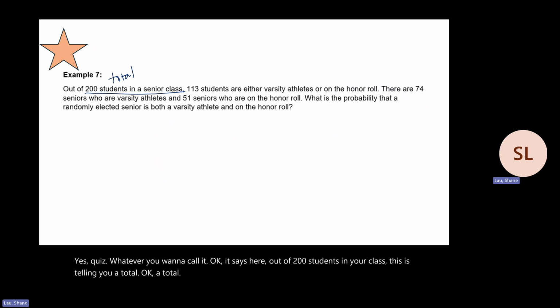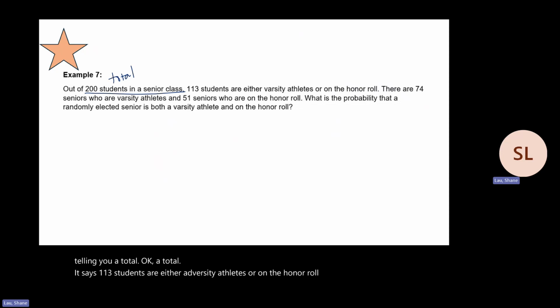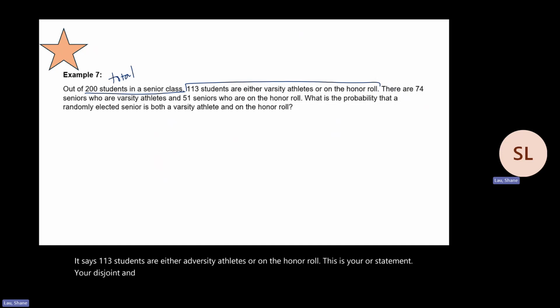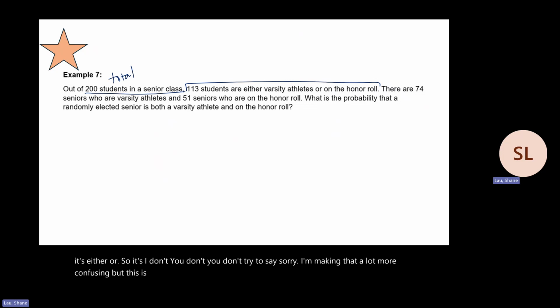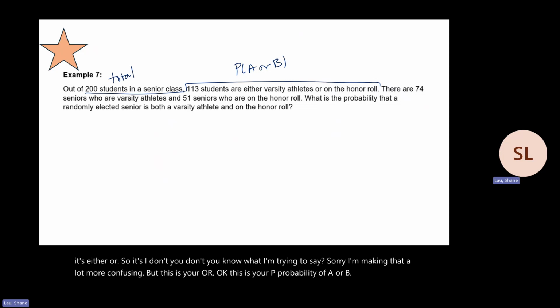It says 113 students are either varsity athletes or on the honor roll. This is your or statement, your disjoint and your overlap. But in this case, this is overlap because it says it's either or. Sorry, I'm making that a lot more confusing. But this is your or. This is your probability of A or B, so we're going to start there.